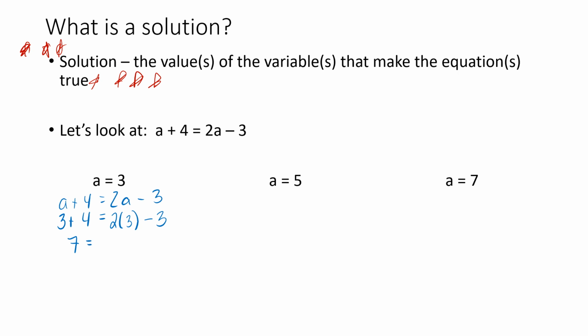On the right-hand side, we have 2 times 3 is 6. And then we need to do one more line here. 6 - 3 is 3. And we end up with 7 is equal to 3, which is a false statement. So the answer to the question there is no. a does not equal 3.